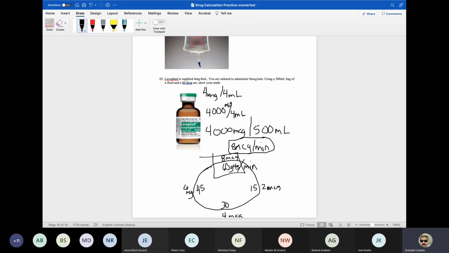Did that help out at all? That one was a little bit easier. Yeah. Yes. The biggest thing that'll trip people up is when it's a multi-step question, like this one, where it tells you, okay, you have 4 milligrams in 4 mLs, you need to give 8 micrograms per minute, but you have to convert that milligrams to micrograms. If you don't, then you're literally stuck trying to figure out how to add a C to this mg.